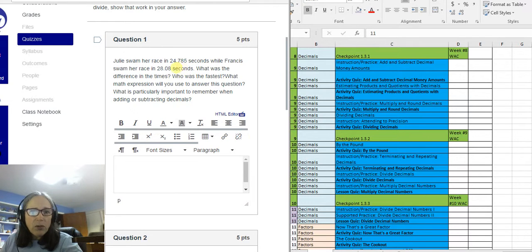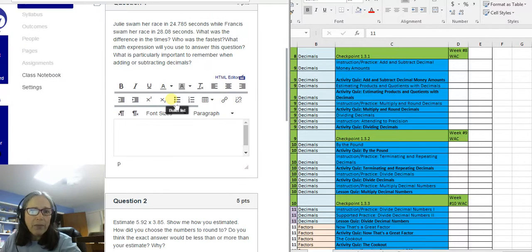So remember, it has to do with the place values. Sometimes you have to add a 0 out here beyond to make them have the same number of place values. This has 3 tenths, hundredths, thousandths, and this should also have 3 tenths, hundredths, thousandths to be able to add or subtract them well. Okay, so tell me about all of that in your answer.